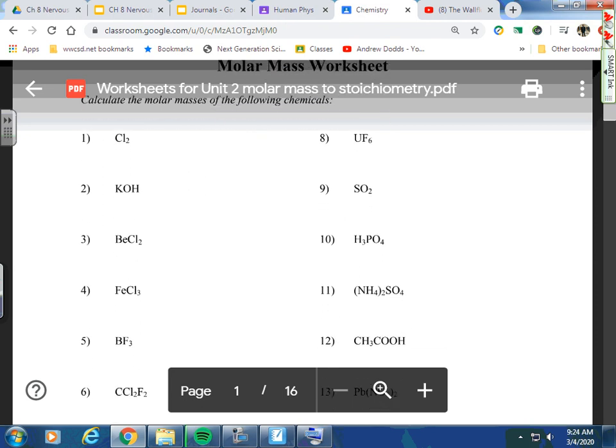All right, so we already did number one. There's two Cl's and they're each 35.45, so that came out to be 70.9. Okay, so that's how many grams are in 1 mole of that. We also did UF6. So U, there's no number after it, so it's just 1 time, and F is 6 times. So we looked at those masses.